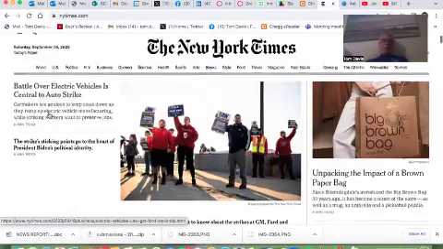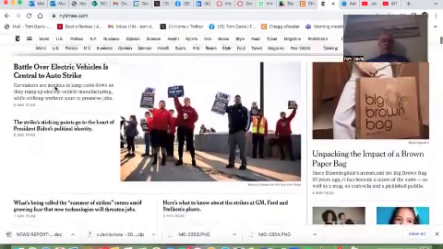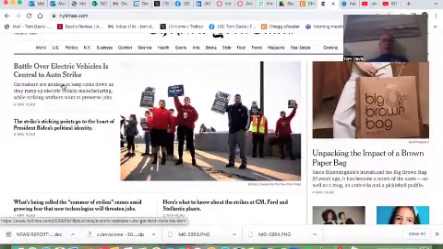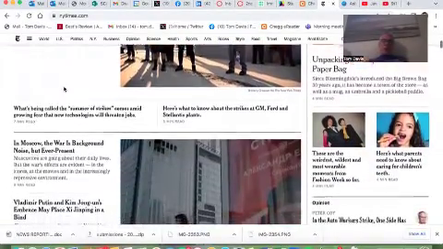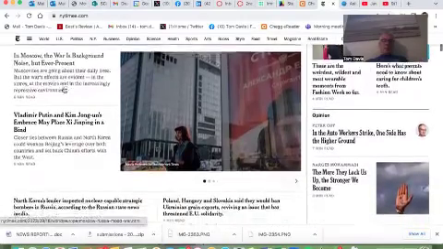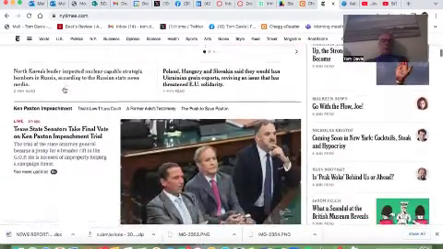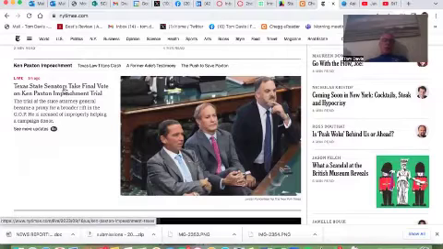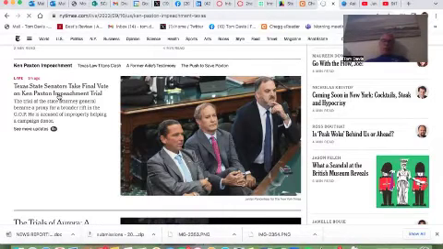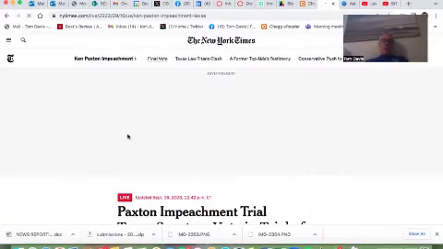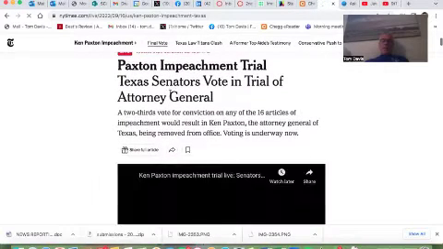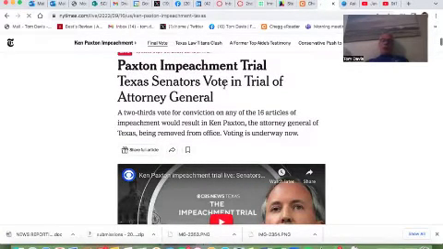But as you can see, if you look at some of the headlines in the New York Times right here: battle over electric vehicles is central to auto strike. Well, that is actually something that's going on right now. Let's see here. Texas senators take final vote. That's written in some sort of present tense, but actually what happened was it happened already. And you can see, Texas senators vote in trial of attorney general. There are words that are missing that would otherwise be there. We would say Texas senators have voted. That would be the first thing.